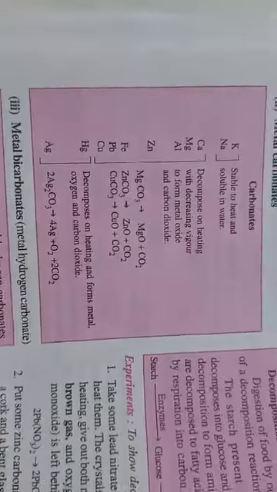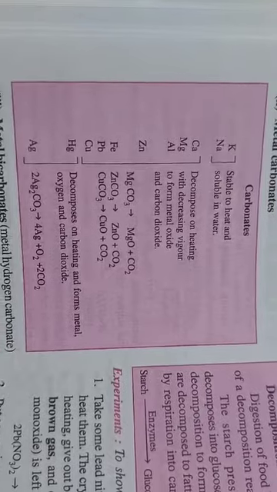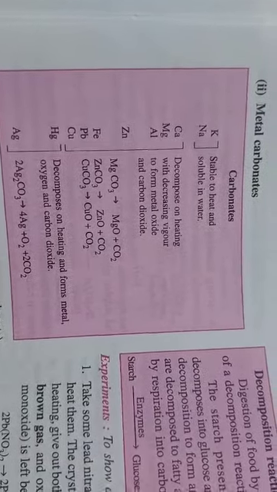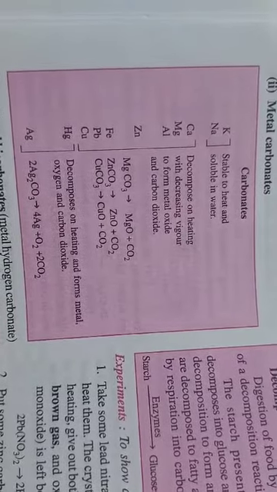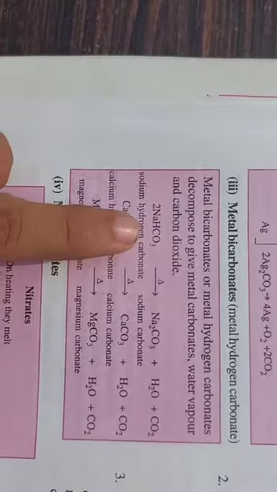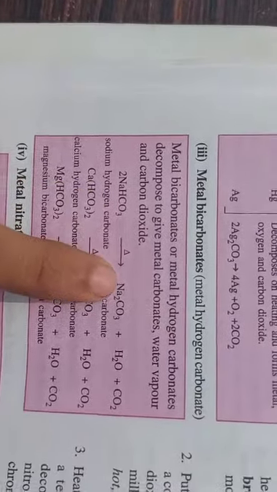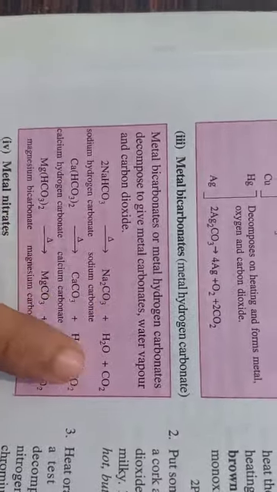So it shows what decomposition takes place if the carbonate or the hydroxide is reacting. As we are studying decomposition, for particular elements, after decomposition, what compound will be formed. Now a metal bicarbonate example is also there. Metal bicarbonate means HCO3 is combined, and it decomposes to form the metal carbonate, water vapor and carbon dioxide.